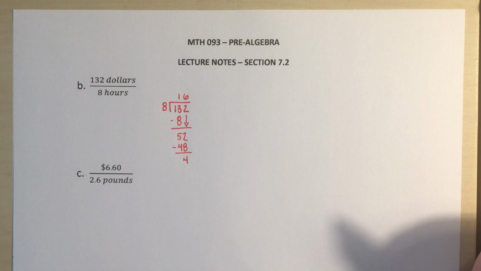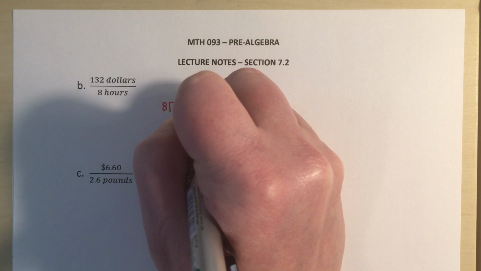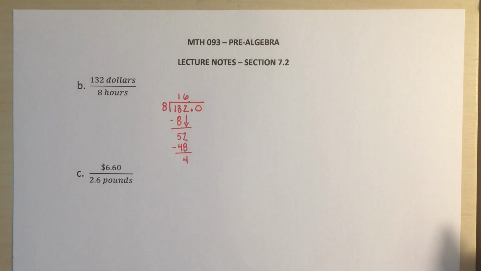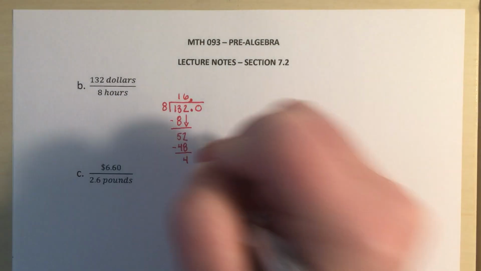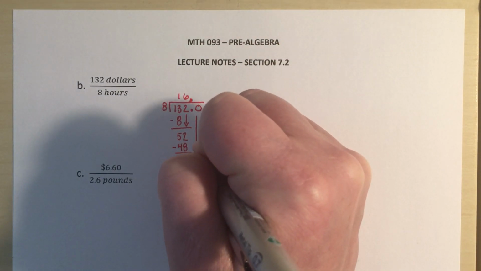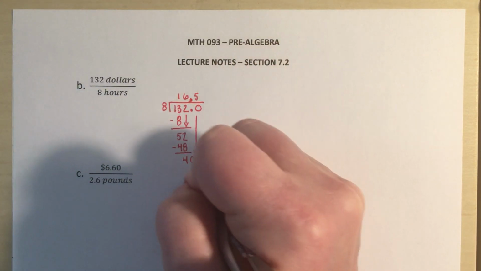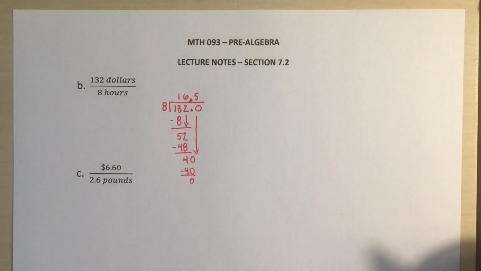Notice that we have a remainder this time. We don't want a remainder as we are going through these problems. So we are going to put a decimal point in here, and we are going to put a 0 so we can continue on with our division. That means that we're going to have a decimal point up top. So we're going to bring down that 0. 8 goes into 40 exactly 5 times. And now we have a remainder of 0, so we are good.